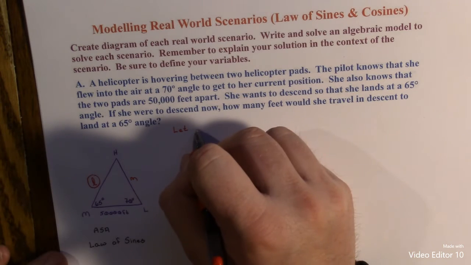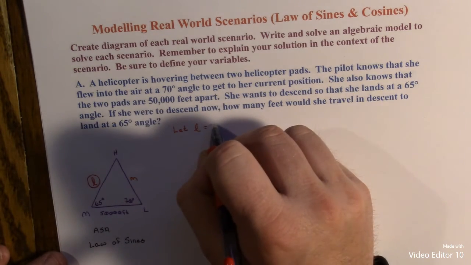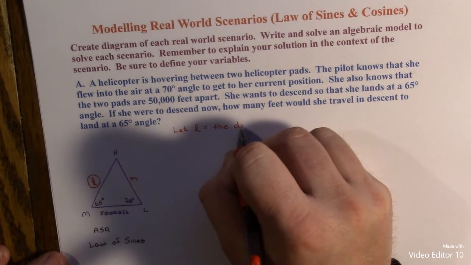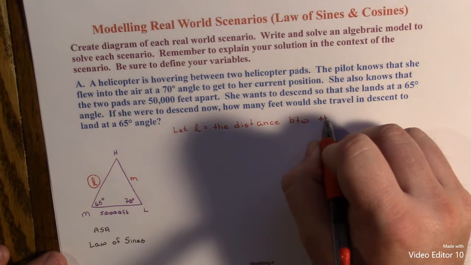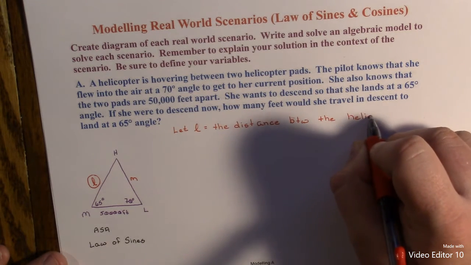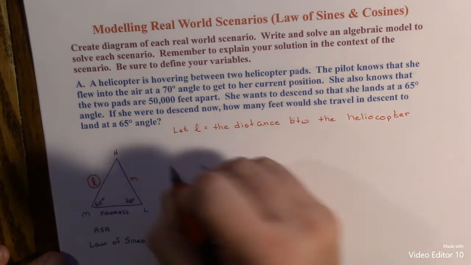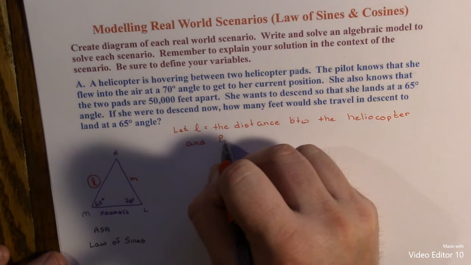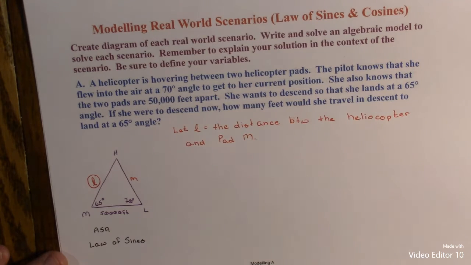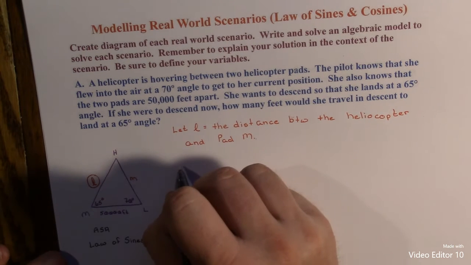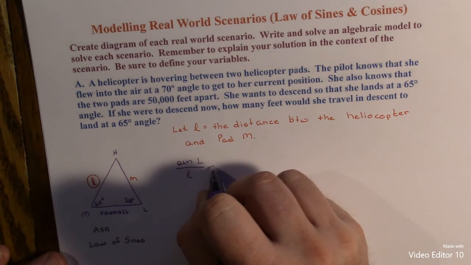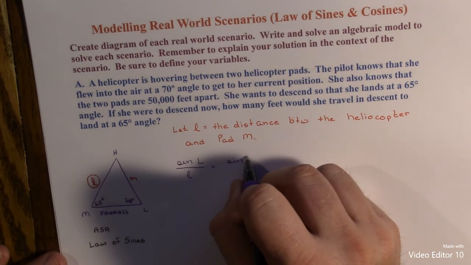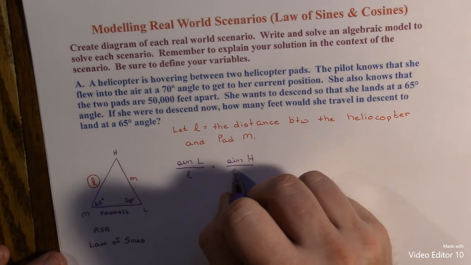We will therefore let L equal the distance between the helicopter and pad M. Using the law of sines, we are able to write the equation sine of angle L over side L equals the sine of angle H over side H.